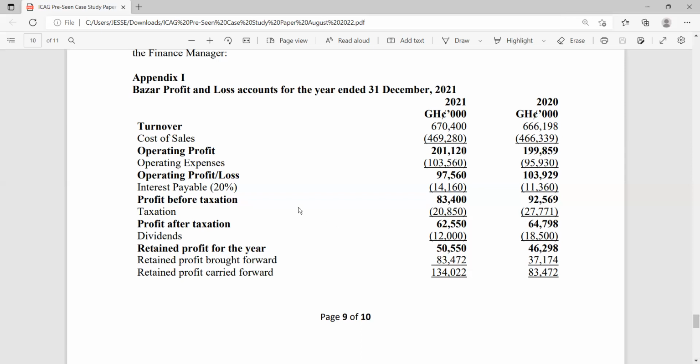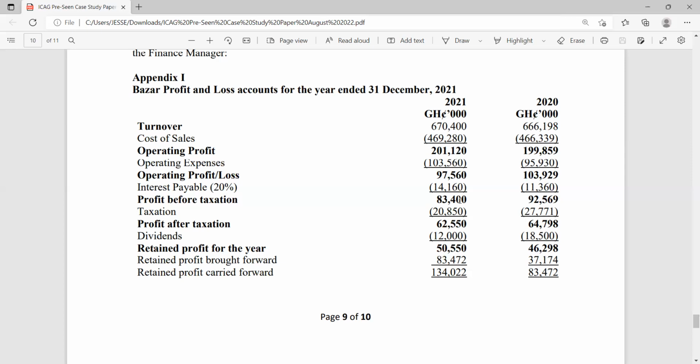If you look at profit before taxation, you would realize that profit before taxation declined, mainly due to operating expenses and interest payable. That's causing the decline in profit before taxation. And then you also have profit after taxation also declining. So this is due mainly to operating expenses, interest payable. These are the main causes that's driving profits down.